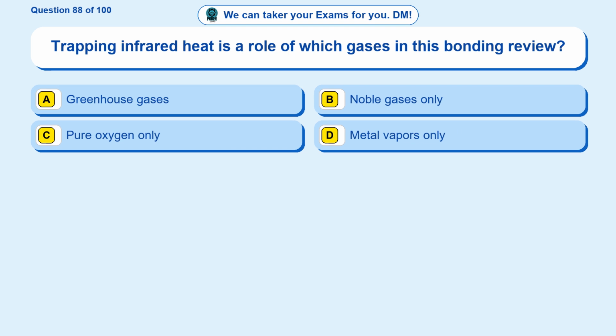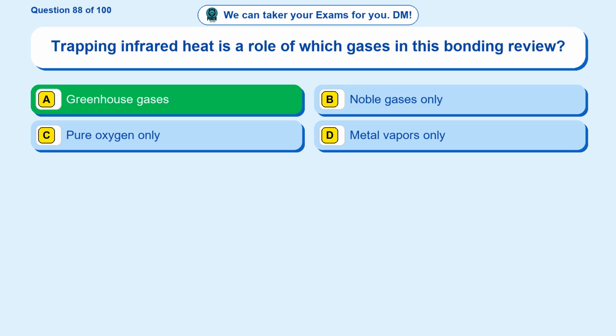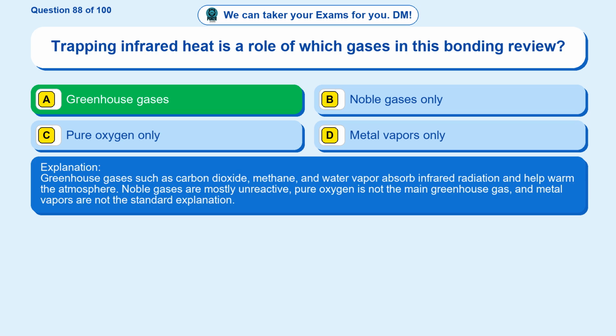Question 88. Trapping infrared heat is a role of which gases in this bonding review? Option A, greenhouse gases. Option B, noble gases only. Option C, pure oxygen only. Option D, metal vapors only. The correct answer is option A. Greenhouse gases. Greenhouse gases such as carbon dioxide, methane, and water vapor absorb infrared radiation and help warm the atmosphere. Noble gases are mostly unreactive, pure oxygen is not the main greenhouse gas, and metal vapors are not the standard explanation.